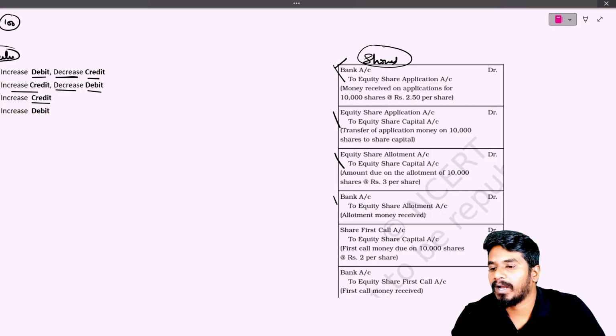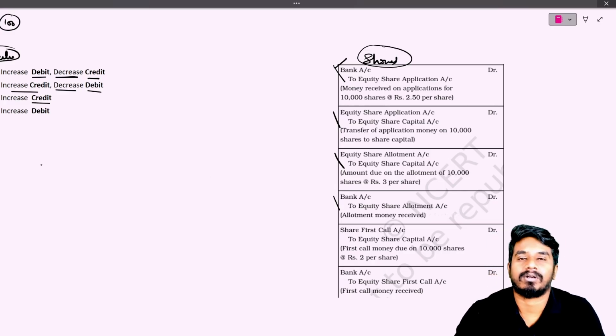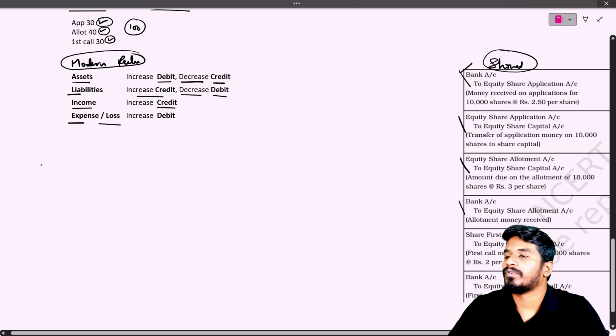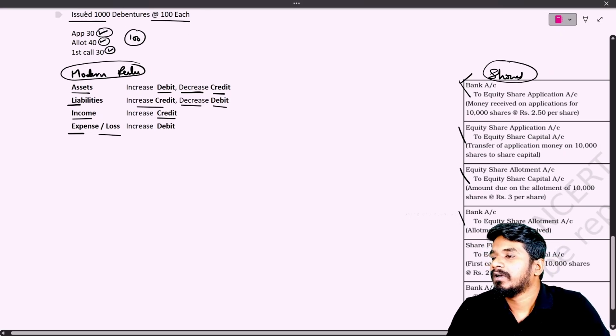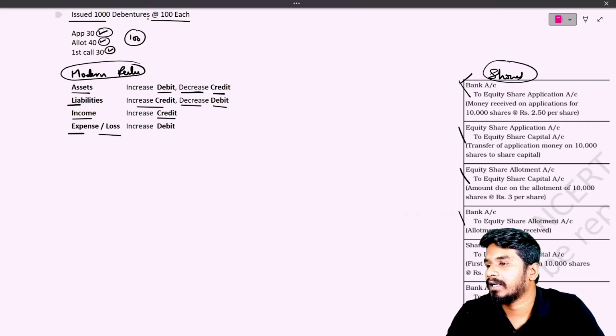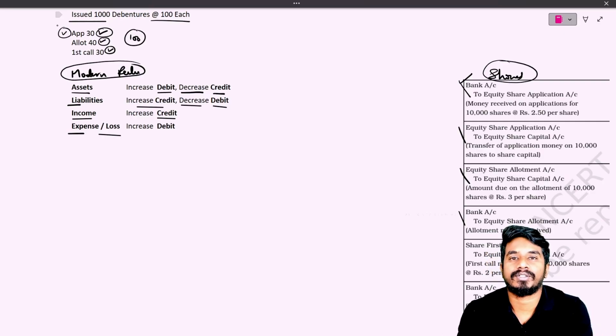The same format will come in the debenture also. Let us solve the question and understand how it comes. So first thing, the company issued 1,000 debentures at 100 each. On application, we need to receive 30 rupees.